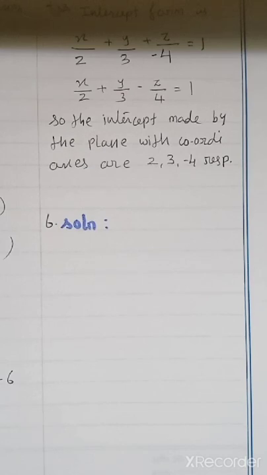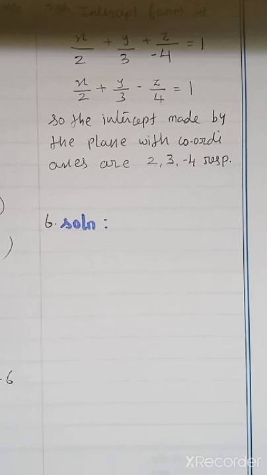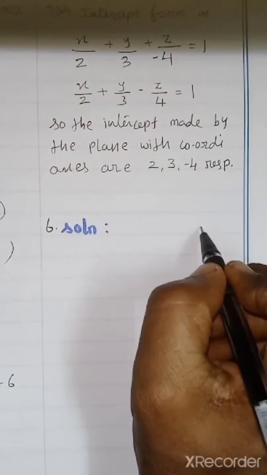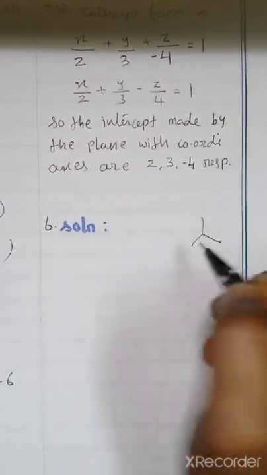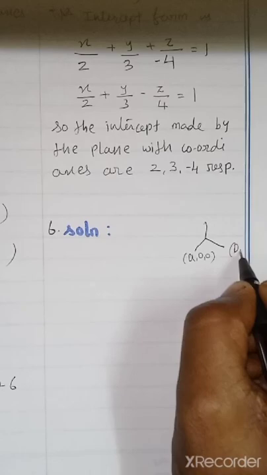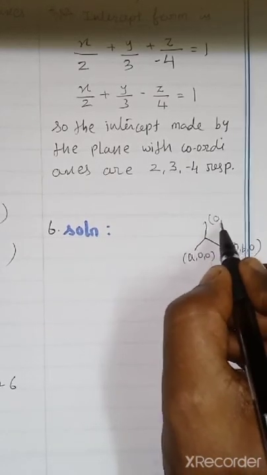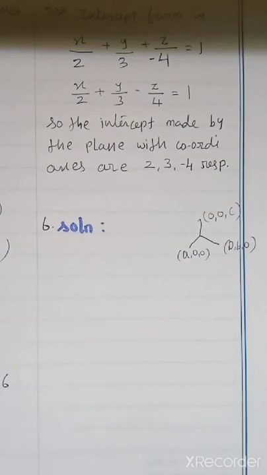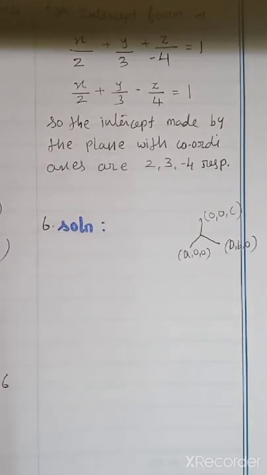Your sixth question: if a plane meets the coordinate axes at A, B, C such that the centroid of the triangle ABC is the point (u, v, w), find the equation of the plane. So here we have to take the coordinate points A, B, C. I told you, no? So these will be A, 0, 0; 0, B, 0; and 0, 0, C. Now, the centroid of the triangle is given as (u, v, w). So using this, we want to find the equation of the plane.